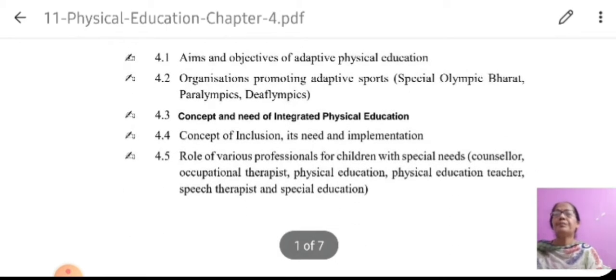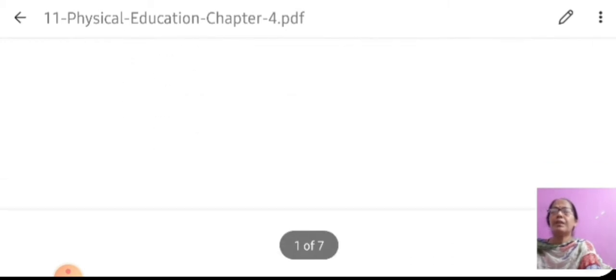Now, in this, the first is aim and objectives of adaptive physical education, organizations promoting adaptive sports, and in that we see Special Olympics Bharat, Paralympics, and Deaf Olympics. Concept and need of integrated physical education. Concept of inclusion, its need and implementation. Role of various professionals for children with special needs, that is counselor, occupational therapist, physical education teacher, speech therapist, and special education teacher. These are the topics. Let us see in detail.